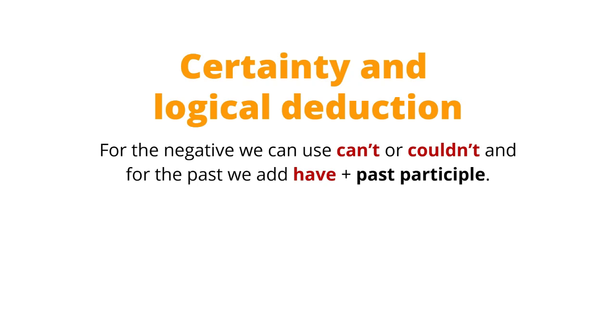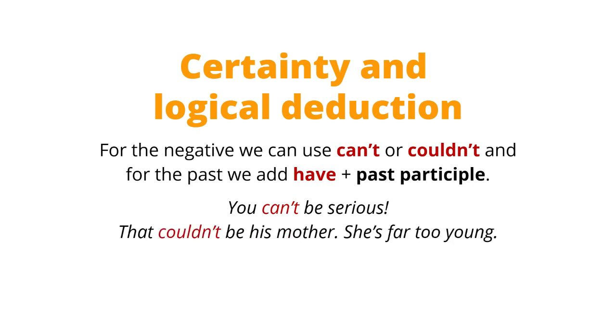For the negative, we would use can't or couldn't. And again, for the past, we can use have and a past participle. You can't be serious. That's the opposite of you must be joking. That couldn't be his mother. She's far too young. So can't and couldn't are the opposite in meaning to must.